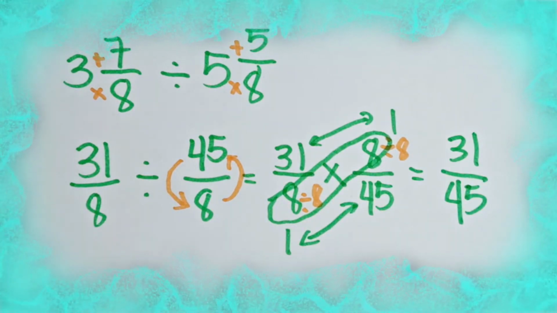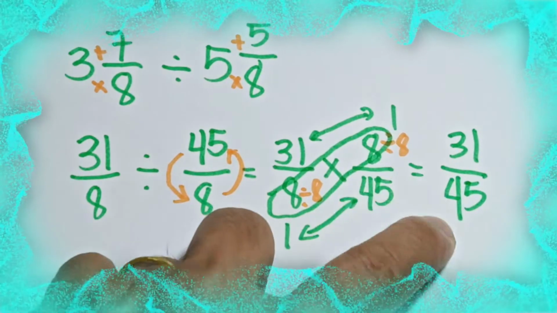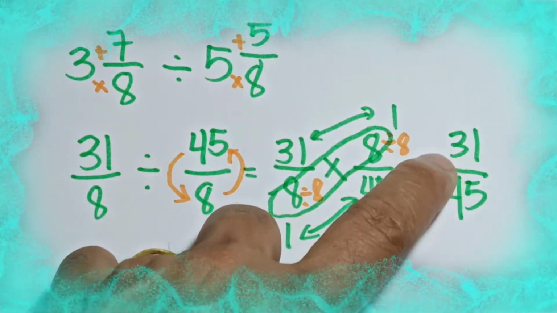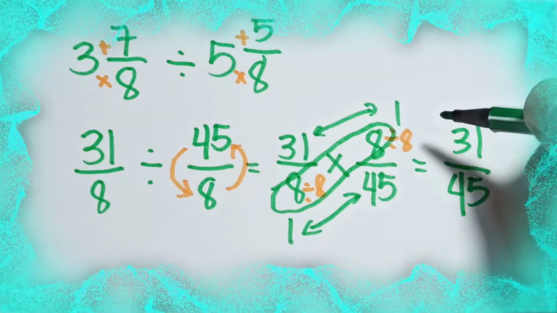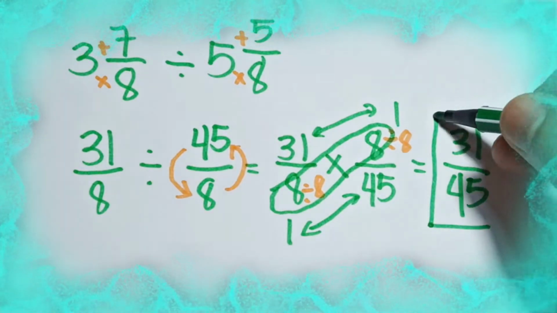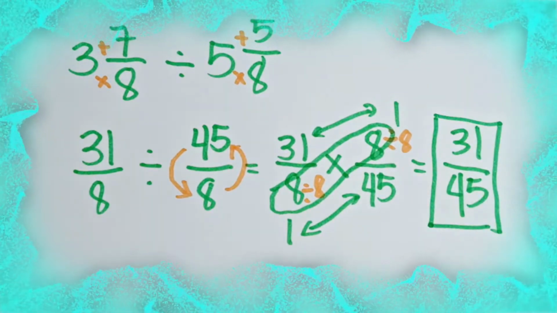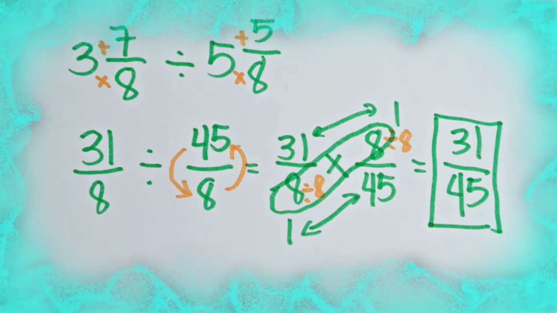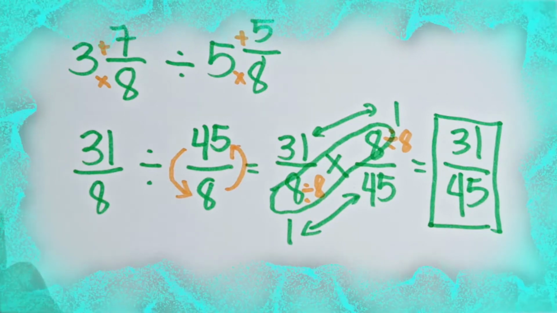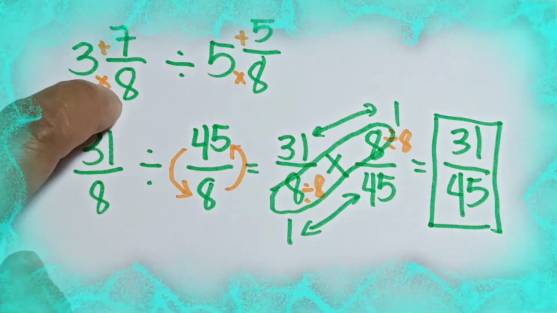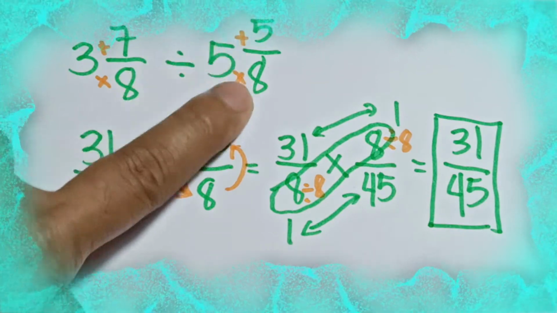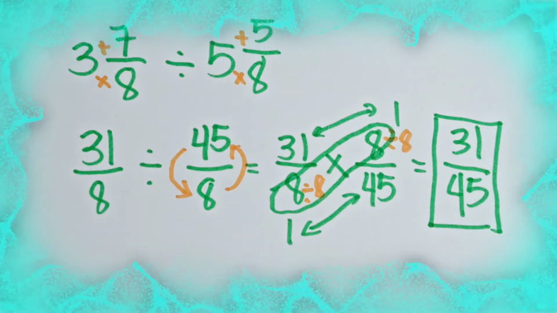Okay, if this number cannot be reduced into its lowest term, we can stay with this answer. So 31/45. That's the answer when we divide 3 and 7/8 by 5 and 5/8.